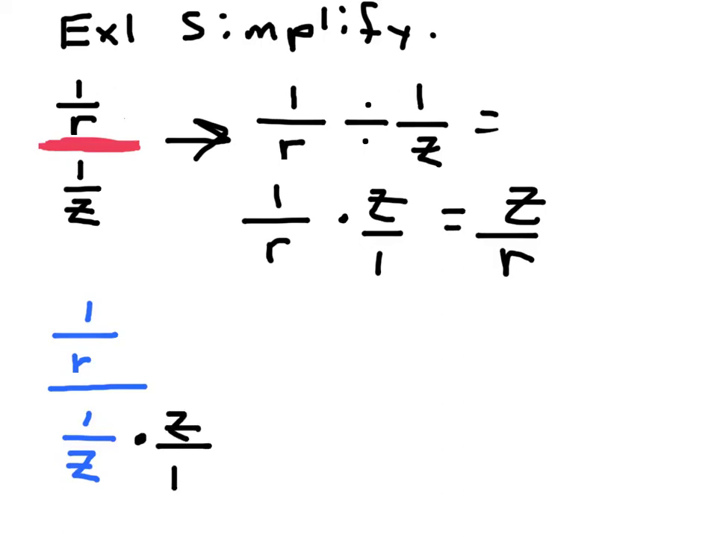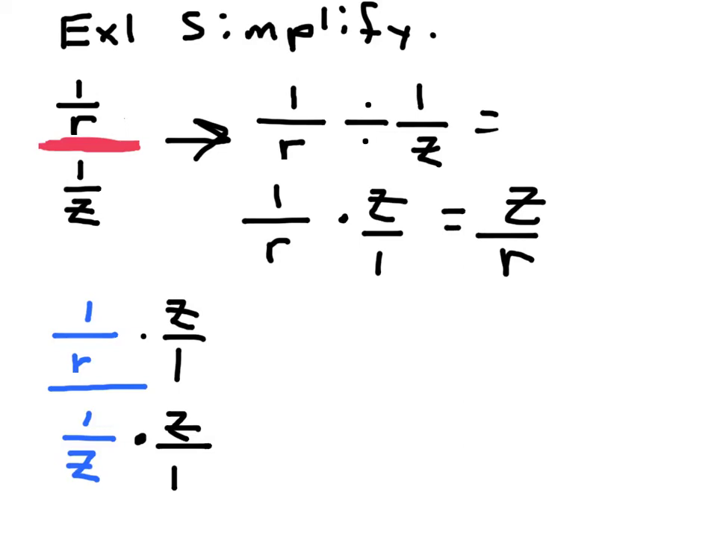But in doing so, remember the magic, the golden rule in algebra: what you do to one, you got to do to the other. So if I multiply the bottom by z over 1, I have to multiply the top by z over 1. Now, why did I multiply the bottom by z over 1, or the reciprocal of the bottom?